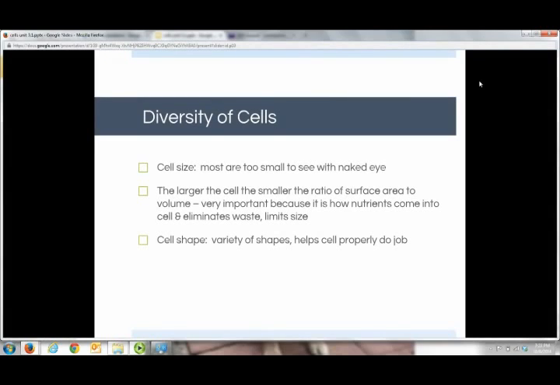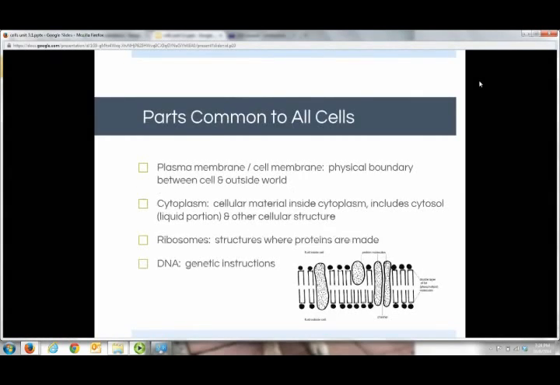The larger the cell, the smaller the ratio of the surface area to volume. This is important because this is how nutrients come in and out of the cell. So if it doesn't have enough membrane area, it's not going to be able to take in enough nutrients to feed all of its contents. It's also going to need that membrane area to be able to eliminate waste. So rather than having cells get larger, we create more cells instead. If you look at a bigger organism, it isn't that they're going to have bigger cells, they're going to have more cells. And then there's a variety of cell shapes, and usually the cell will have a variety of shapes that are going to be associated with being able to do its job properly.